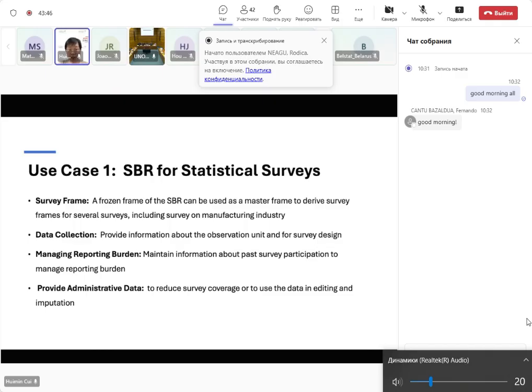During the data collection stage, the survey team can use SBR information to optimize the survey design and decide how to manage reporting burdens, and also facilitate the data collection and communications with the survey respondents. During the data compilation stage, SBR data contains various administrative data and past data to facilitate data editing and imputation, as well as data linkages to provide new insights.